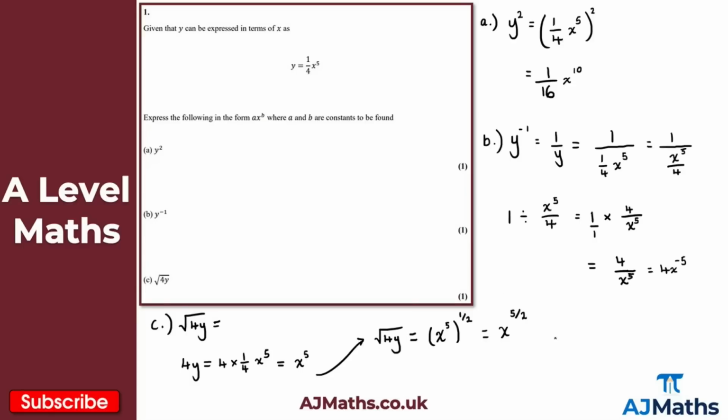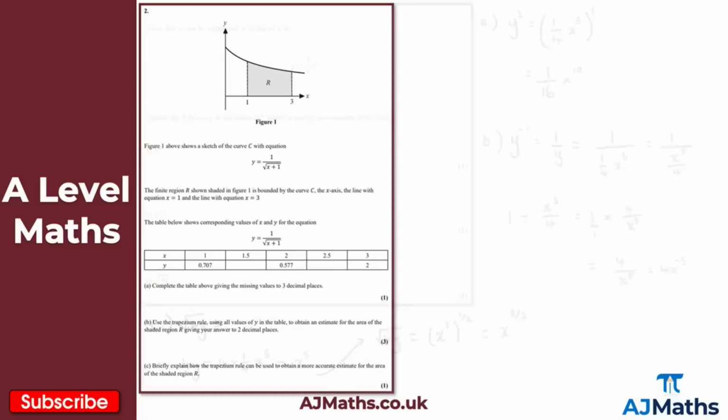So that's the solution to C, and the solution to question 1. Moving on to question 2 here then. So we've got figure 1 above, which shows a sketch of the curve C with this equation here. We're then told that the finite region R shown shaded in figure 1 is bounded by the curve C, the x-axis, the line with equation x equals 1, and the line with equation x equals 3.